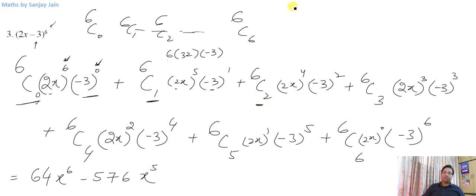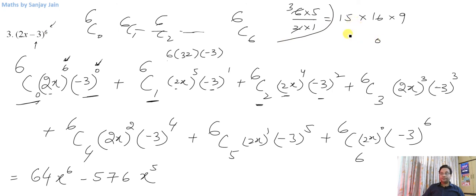What is 6c2? 6c2 is 6 into 5 by 2 into 1, that is 15, right? So 15 into 2 raised to power 4, that is 16, into minus 3 raised to power 2, that is 9. 240 into 9 is 2160. This will be plus 2160, and then x raised to power 4.